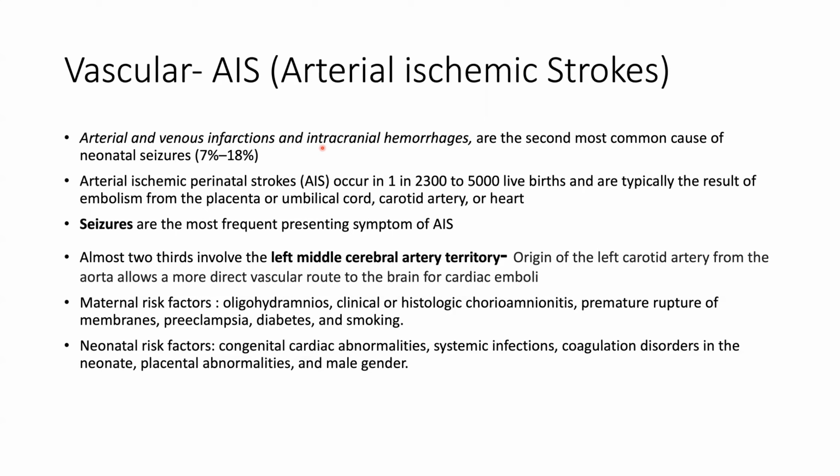Among them, arterial ischemic perinatal strokes occur in 1 in 2,300 to 5,000 live births, and they're typically the result of embolism from the placenta or the umbilical cord. Very rarely they can come from thrombi in the carotid artery or the heart, but usually the placenta or the umbilical cord is the culprit. Seizures are the most frequent presenting symptom of acute ischemic stroke. And you know that a focal seizure in a newborn is due to an arterial ischemic stroke unless proven otherwise. They do not manifest with unilateral weakness or paralysis in the newborn period, right?